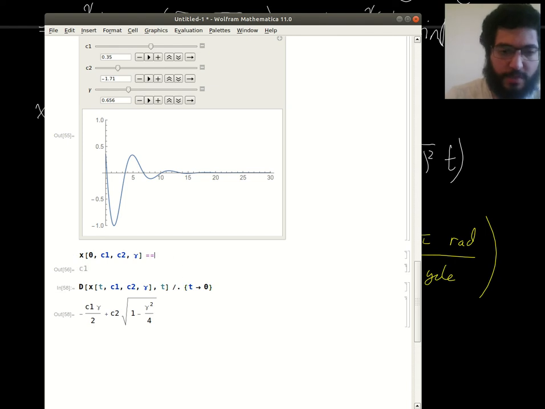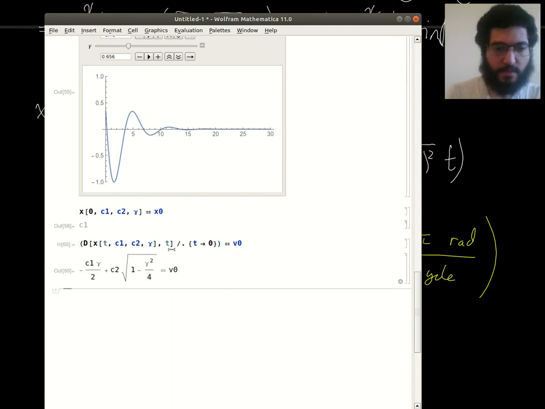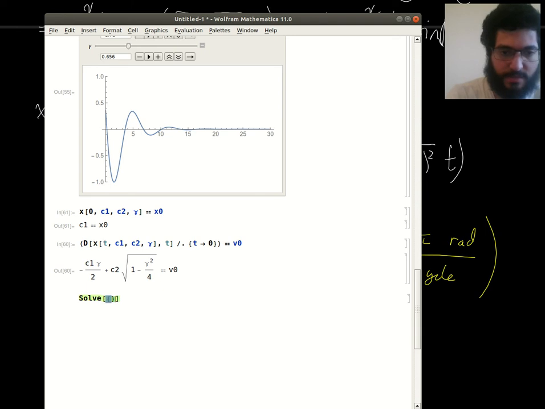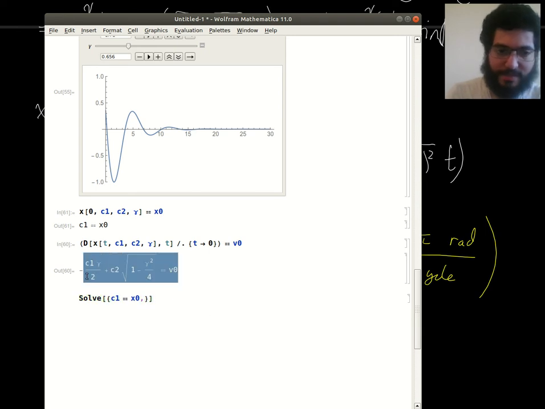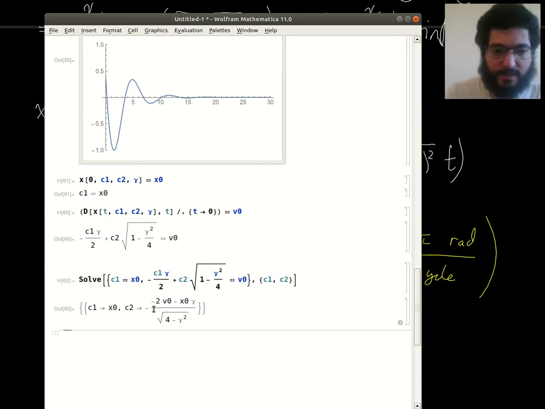And now there are two equations I'm concerned with. This one being set to the initial position, and this one being set to the initial velocity. So these are my two equations. So let's now solve these two equations. It's really easy to solve the equations, but it's easier to copy and paste things, for C1 and C2. And this tells me what C1 and C2 are in terms of initial position and velocity. And this time, unlike last time, I kept the gamma in there.